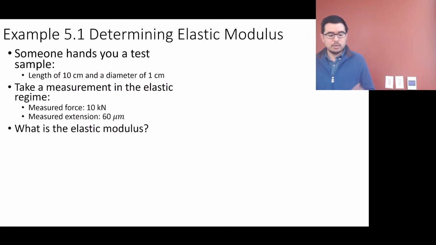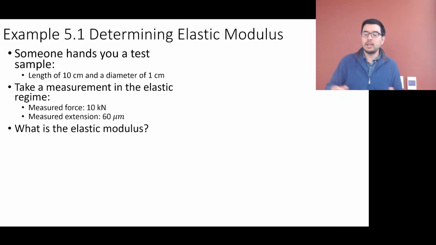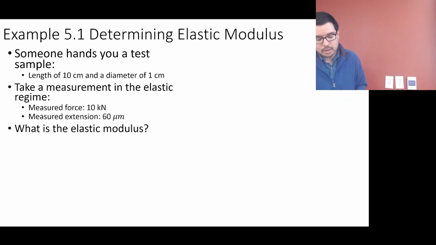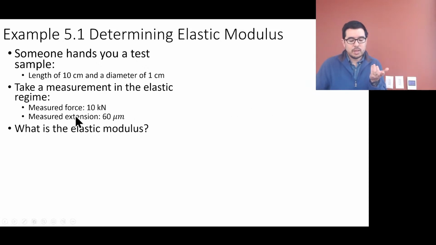Okay, so let's do an example. Someone hands you a test sample. The length is 10 centimeters and the diameter is 1 centimeter. We take a measurement in the elastic regime, and the measured force is 10 kilonewtons. The measured extension is 60 microns. What is the elastic modulus? Okay, so we didn't have to build the machine and work out all those details here, right? We just have a few numbers that we need to calculate the elastic modulus.